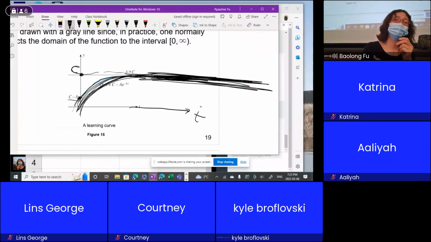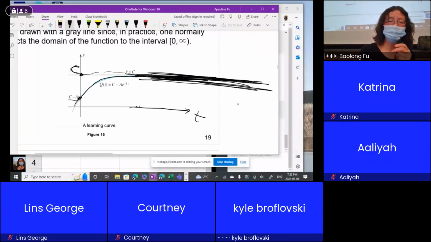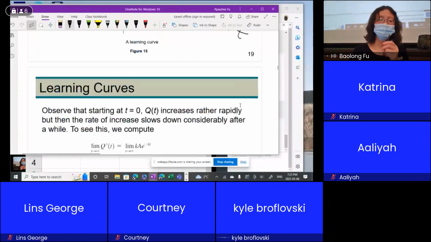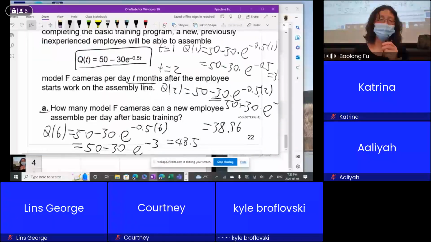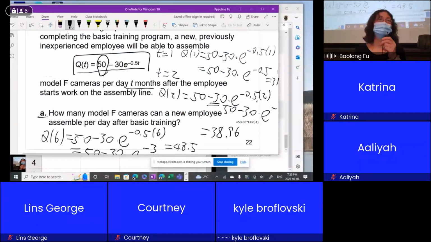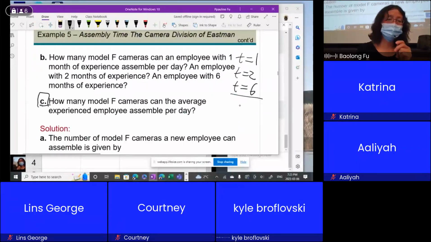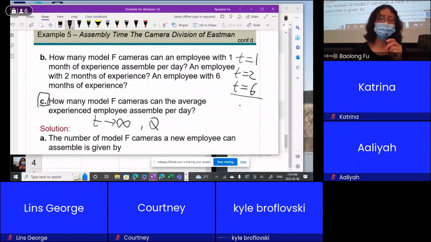Did you see that? Okay, what is C? Remember this function? Here, the first number is the average for experienced. So the answer for question C is just this number here, 50. 50 is the experienced. And mathematically speaking, question C asks you when t goes to infinity, what is Q?